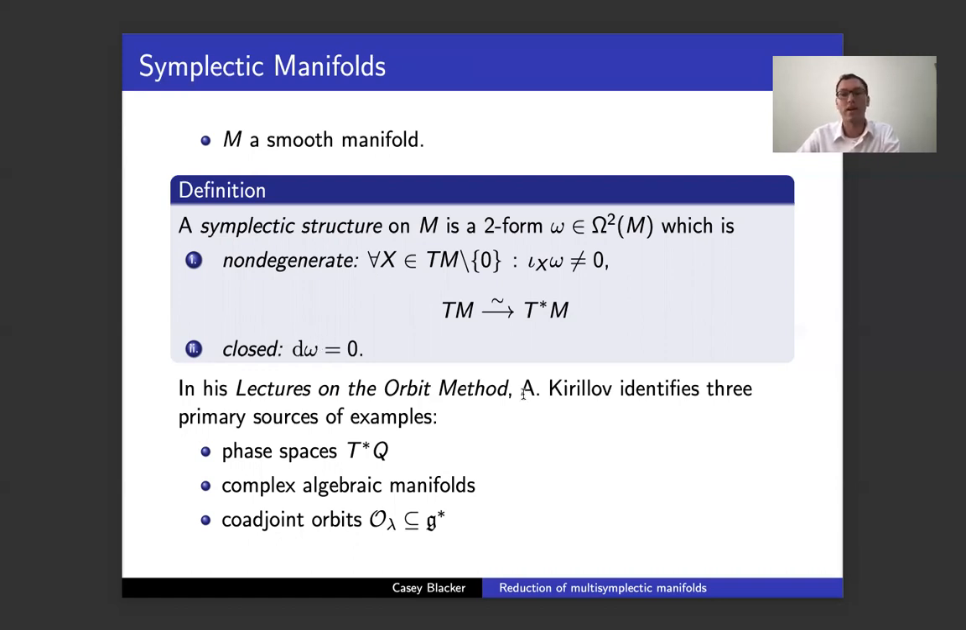Maximally briefly, Alexander Kirillov identifies three sources of symplectic manifolds. These are the primary sources: phase spaces, complex algebraic manifolds, and coadjoint orbits.